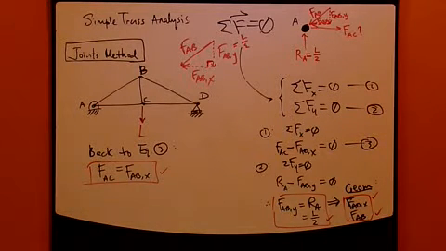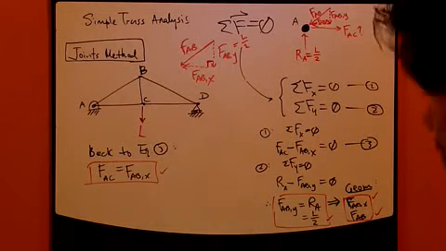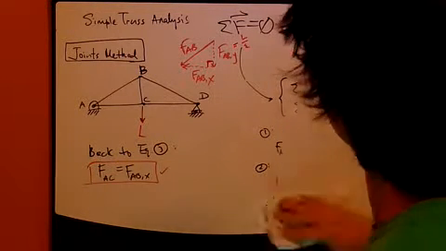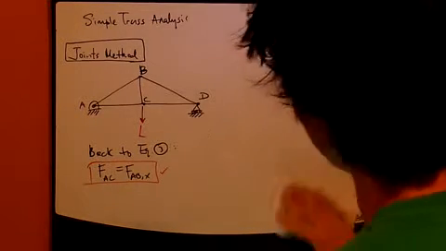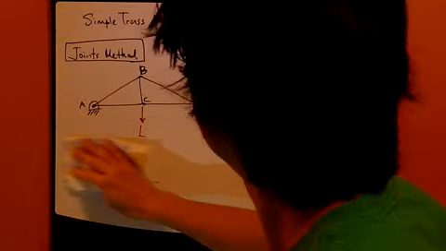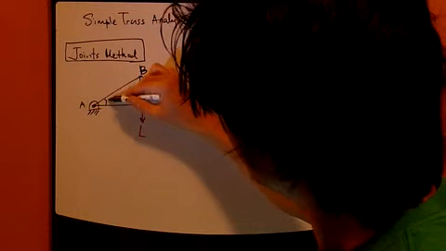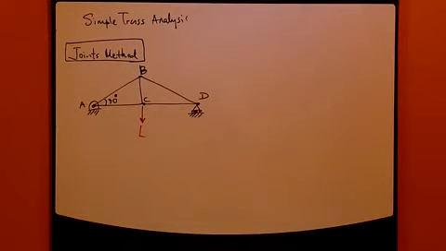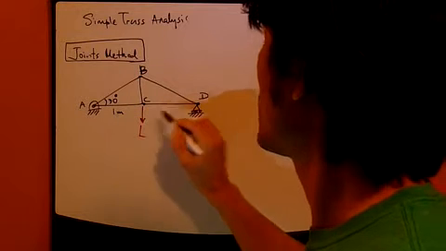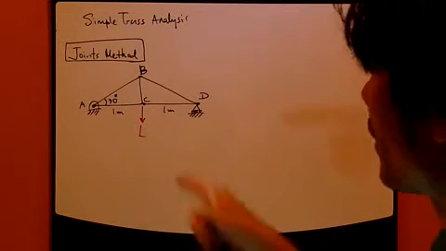Okay. Let's do an example. Let's plug in some numbers. Let's use the same bridge, the same truss, and let's play with the numbers. So let's say this is a 30-degree angle, and let's say this is 1 meter and 1 meter. So it's symmetrical.